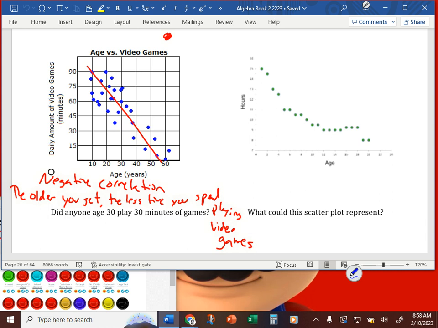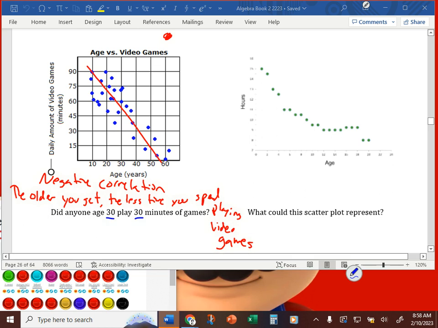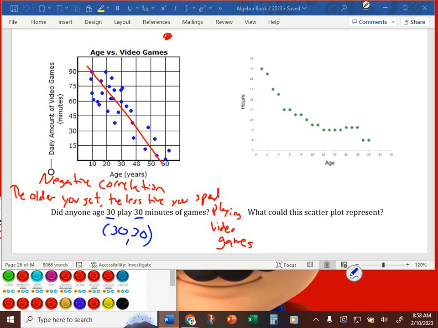This one does have an extra question to answer. It says, did anyone age 30 play 30 minutes of games? So this is why we put it on the quarter plate, so that if we look at 30 and 30, this is like the ordered pair, 30-30. Did someone age 30 play 30 minutes of games? That point would be right here. I shouldn't do it in blue because that's ridiculous. That black wasn't very helpful. We'll do it in red. Did someone age 30 play 30 minutes of games? No. So your answer to this one will be no.